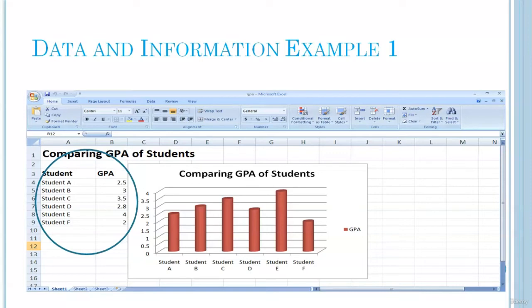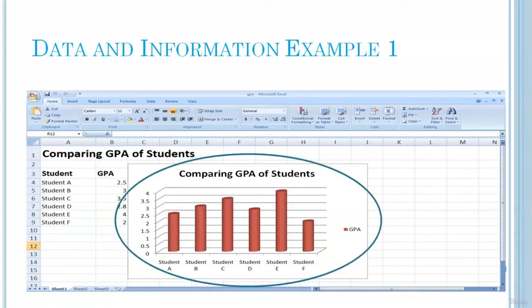But using the same data, if you draw a bar graph, now it becomes a lot easier to visually compare the GPA obtained by different students, and it is also a lot easier to rank the GPA of different students. So looking at this figure, it is now easier to see that student E has obtained the highest GPA and student F has obtained the lowest GPA. Or in other words, we have now converted the same data into information. Okay.